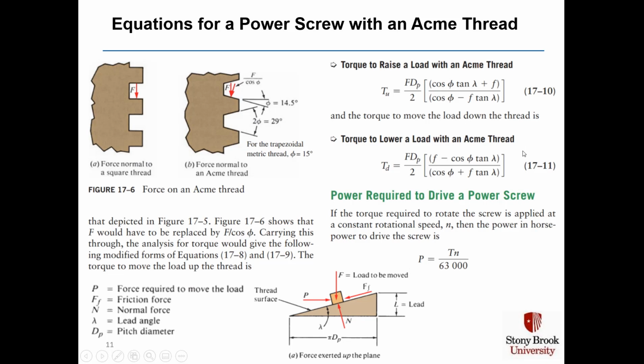And the torque to lower the load is also more complex. It's equation 17-11 shown here. And the power is just the torque times the rotational speed in RPM of the power screw divided by 63,000.